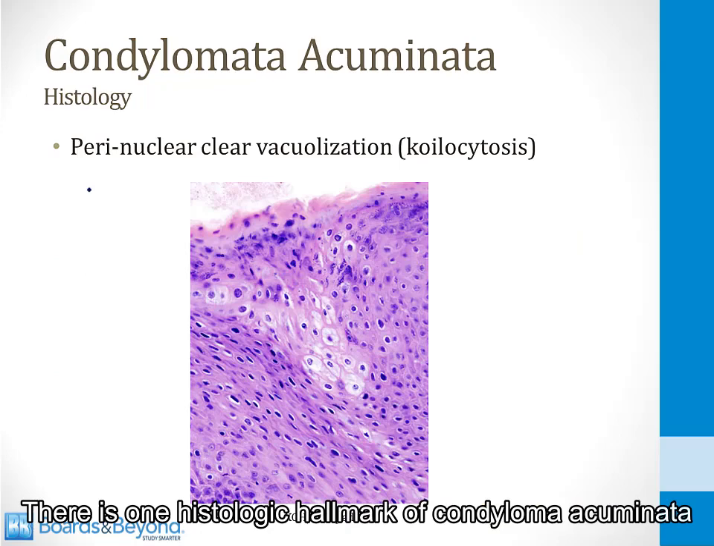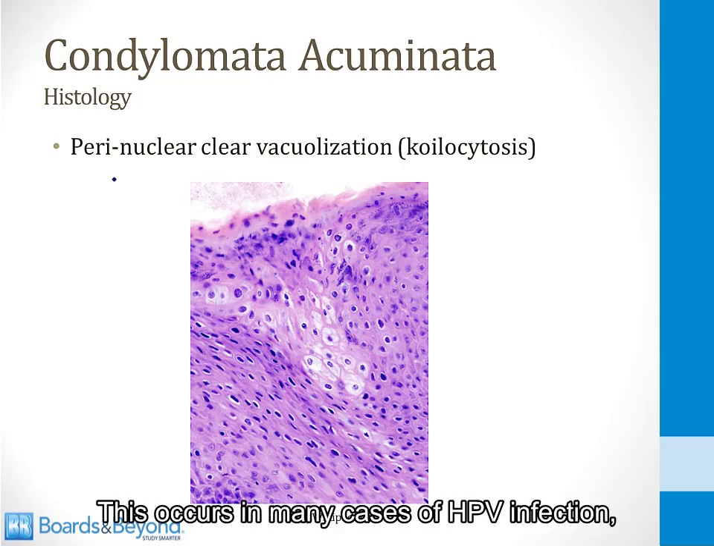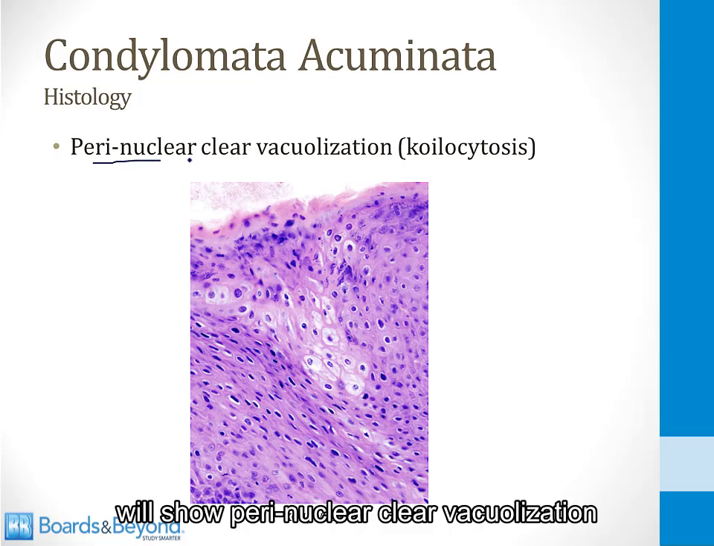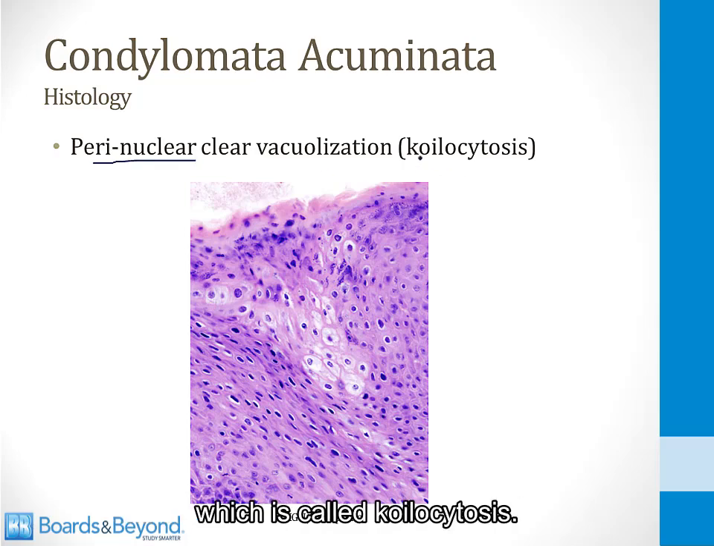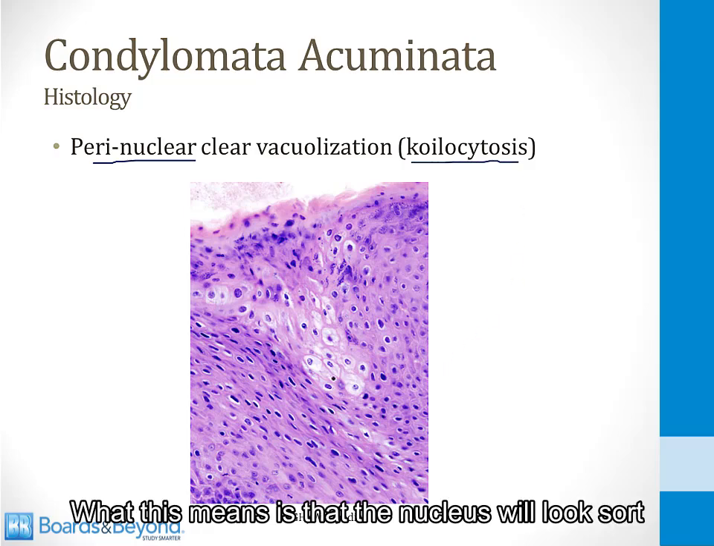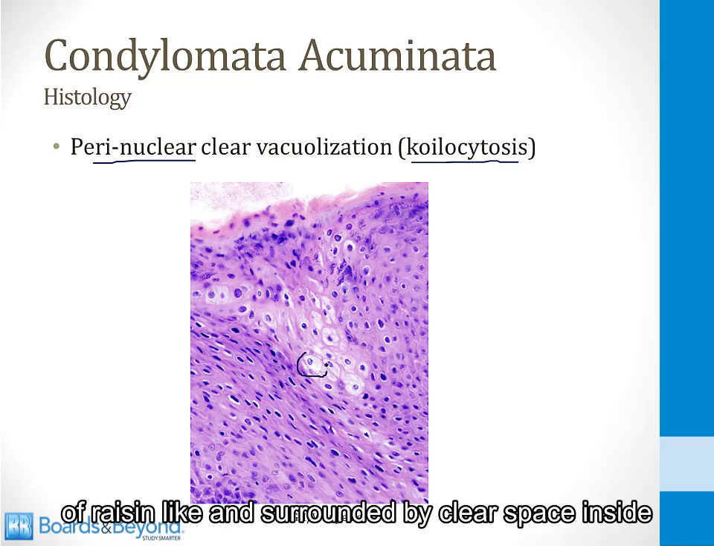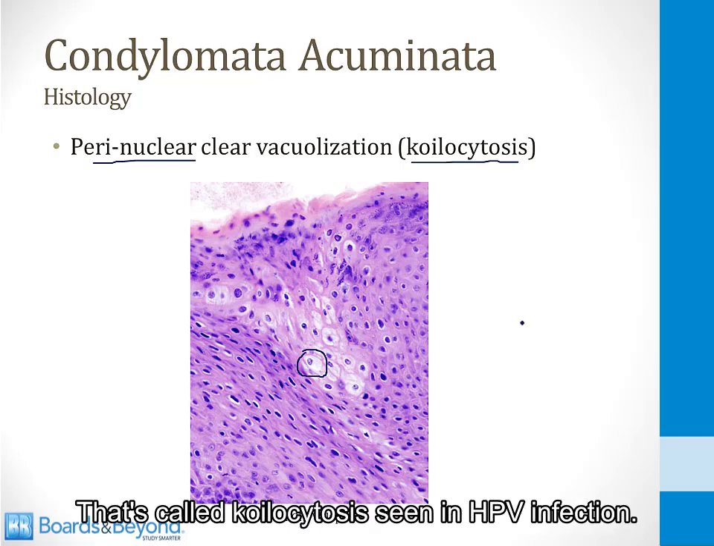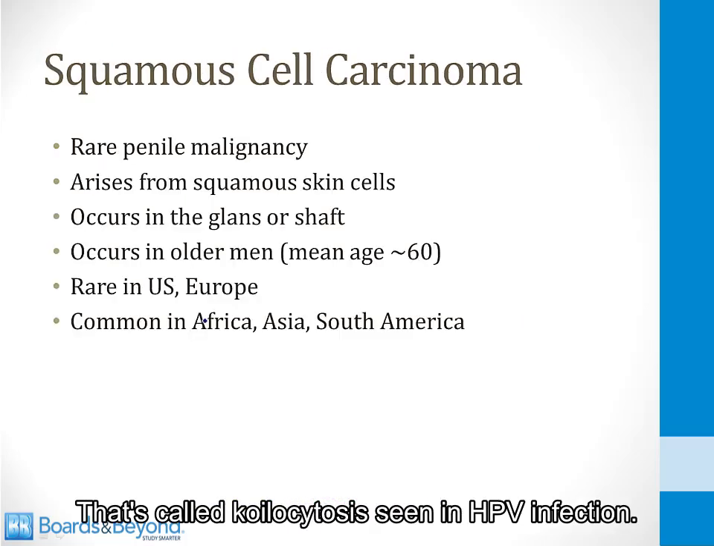There is one histologic hallmark of condyloma acuminata that you should be familiar with. This occurs in many cases of HPV infection. Cells that are infected with the virus will show perinuclear clear vacuolization, which is called koilocytosis. What this means is that the nucleus will look sort of raisin-like and surrounded by clear space inside of the cell. That's what's shown right here. That's called koilocytosis seen in HPV infection.